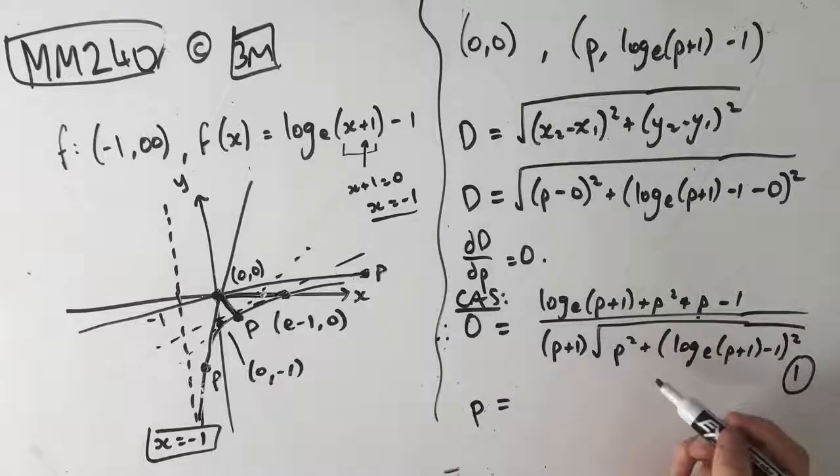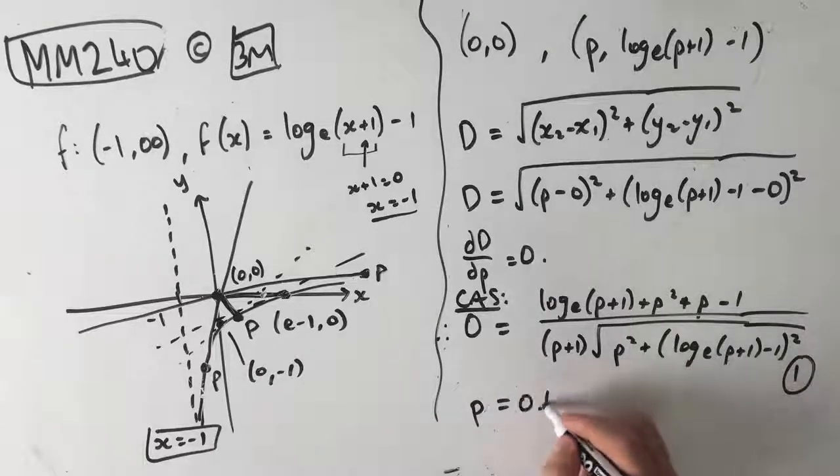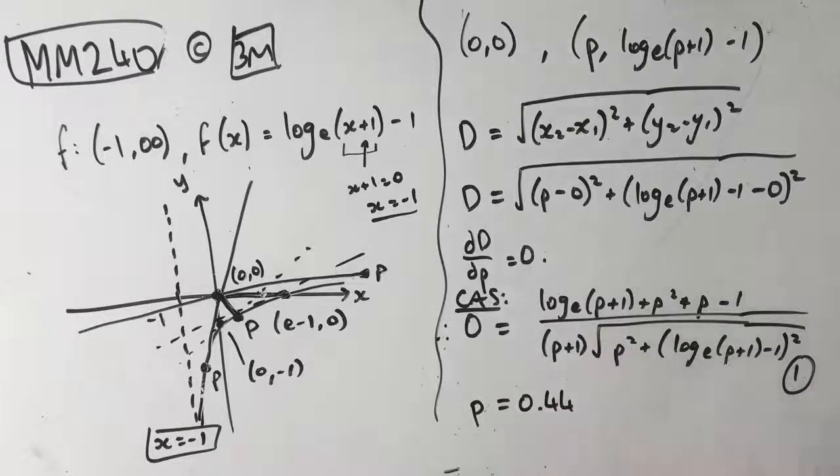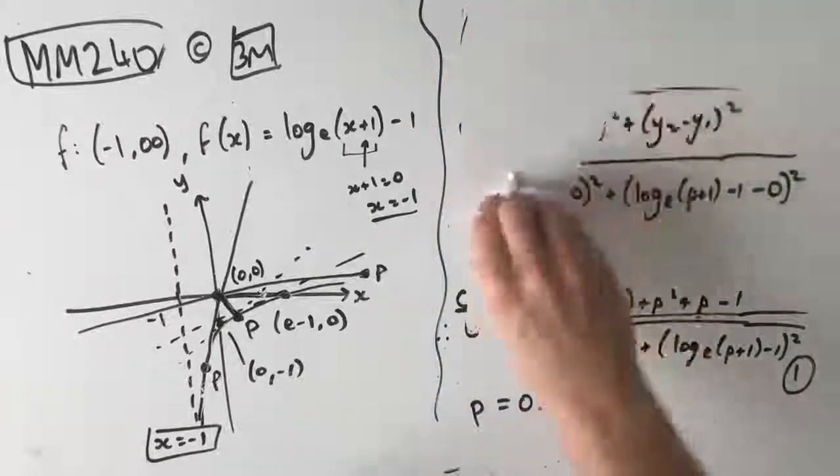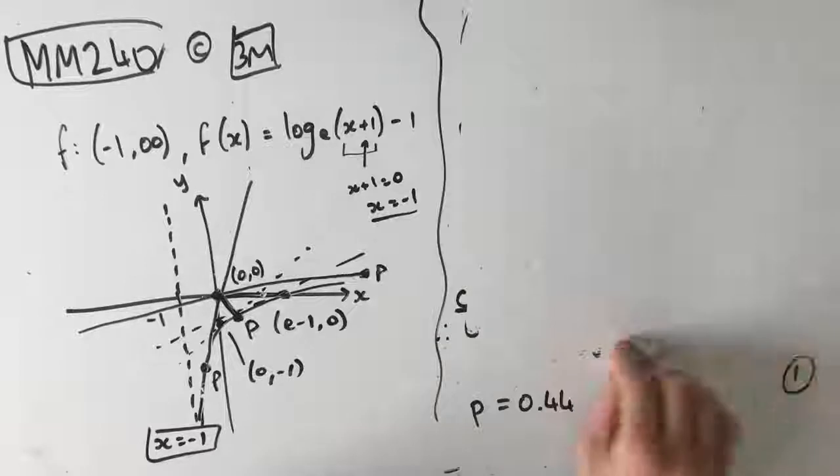So now we just simply solve this in CAS, and this gives us 0.44 as a value for p, and those combined is sort of our first mark. So we know that our x value of our P point is 0.44, but we actually need to find the coordinates of point P. So we know that the x value is 0.44. We now need to find the y value based on that.